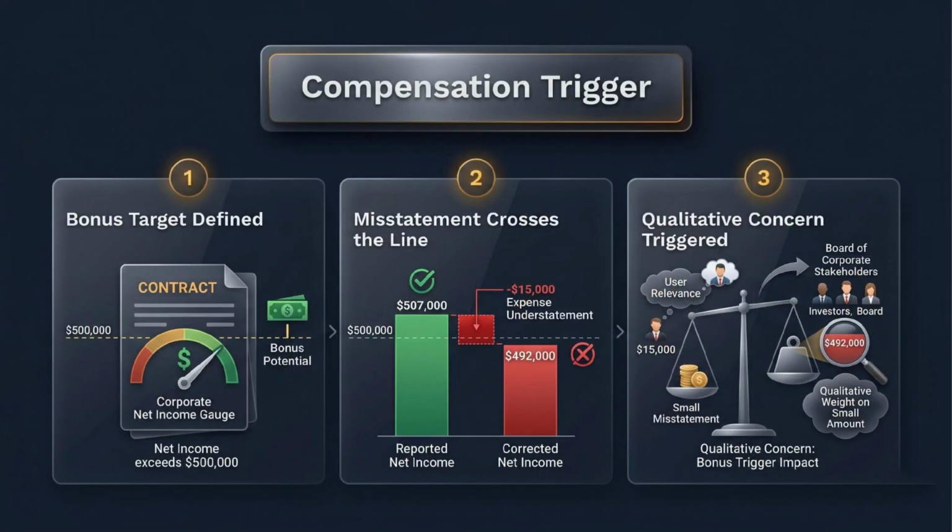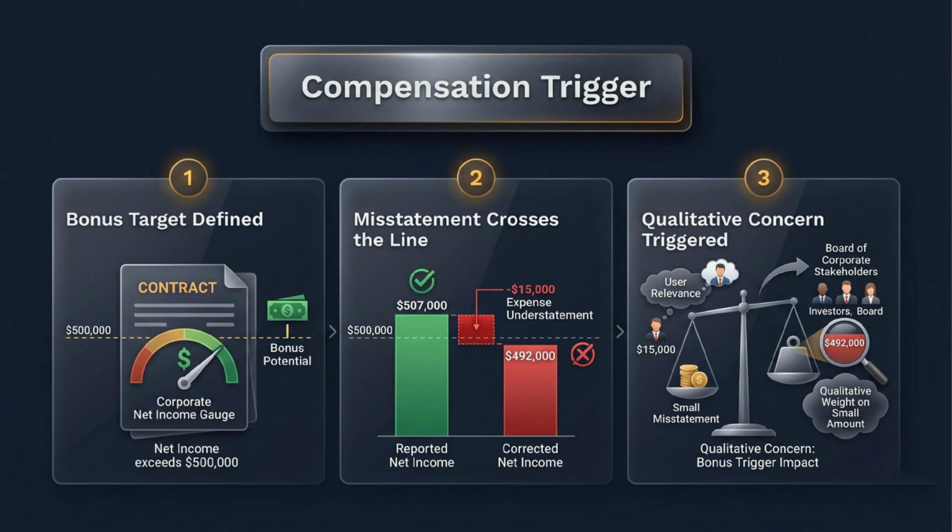Compensation triggers also add qualitative weight. Suppose management earns a bonus if net income exceeds $500,000. Reported net income is $507,000, but it includes a $15,000 expense understatement.